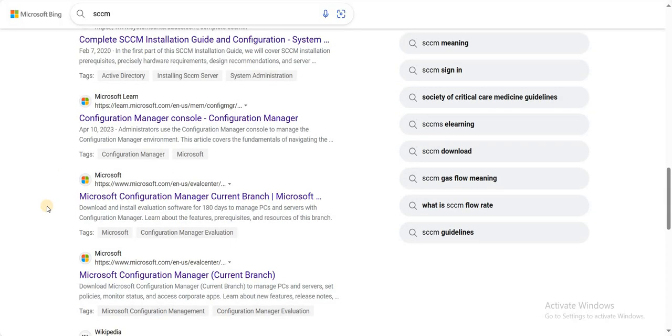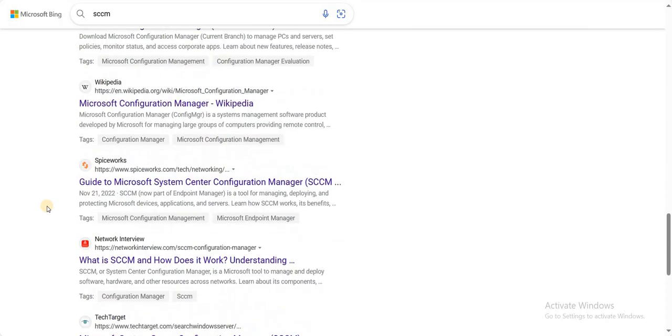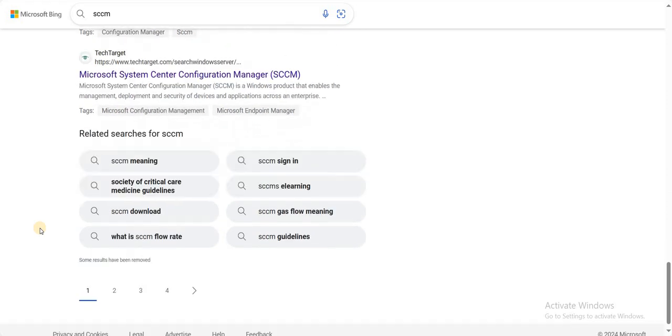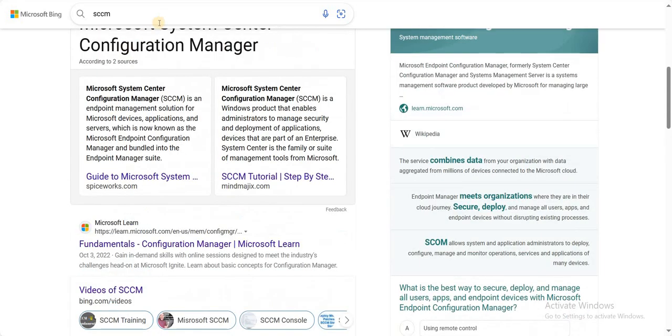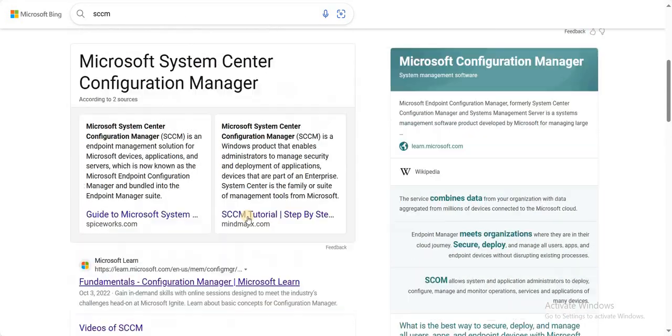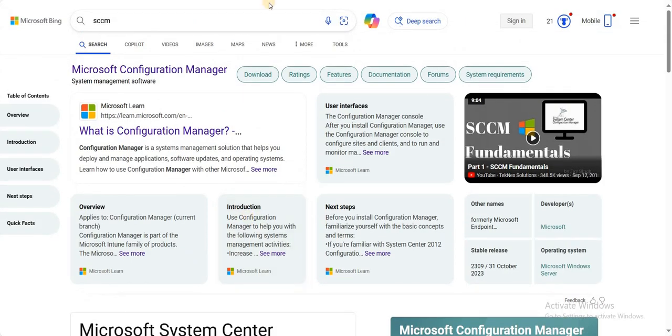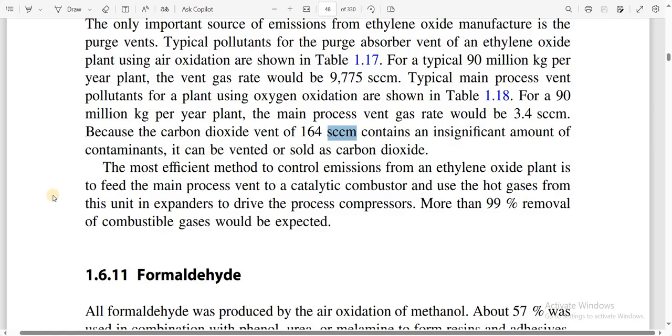In terms of chemical engineering, what is SCCM called? It's not shown here. If you see anything, just let me know, or comment down below if you know what the full form of this is.